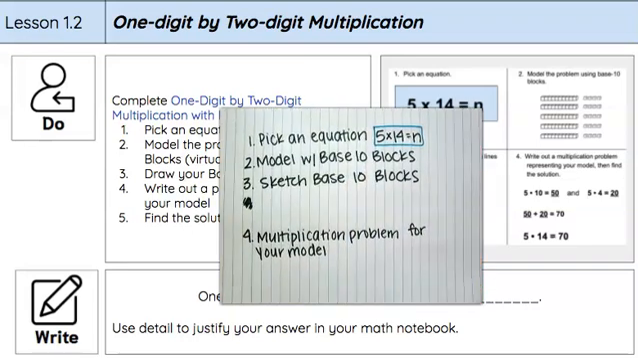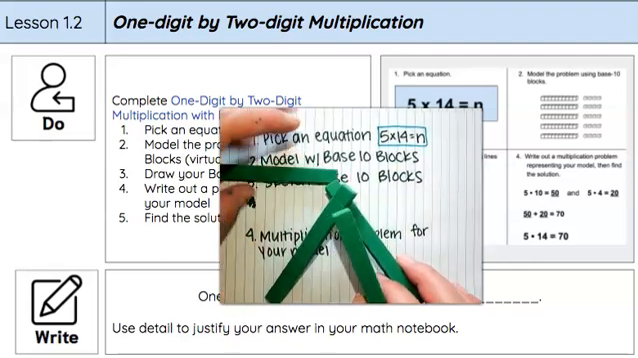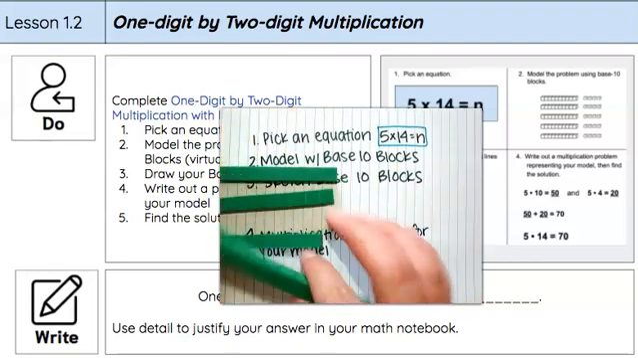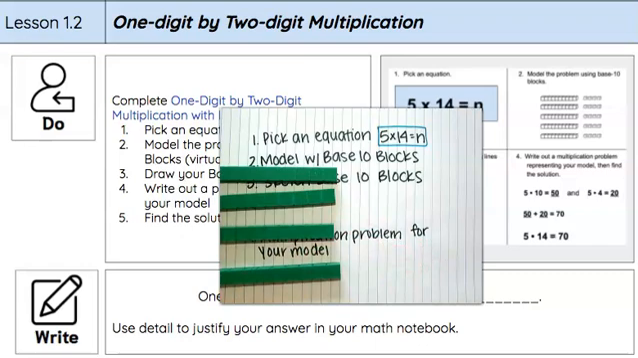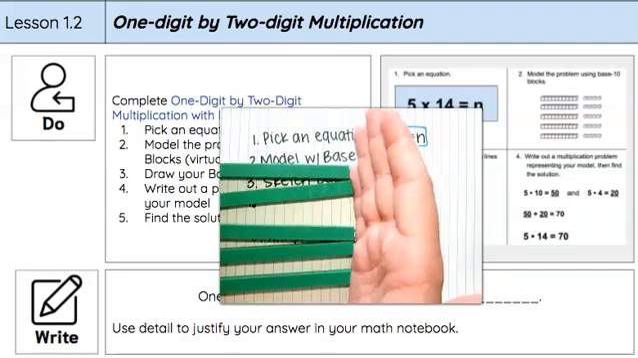The next step is you're going to model this using your base 10 blocks. So if you have physical base 10 blocks at home, you can use them. Or I've also linked virtual base 10 blocks, and in your packet you should also have the printout version of your base 10 blocks.